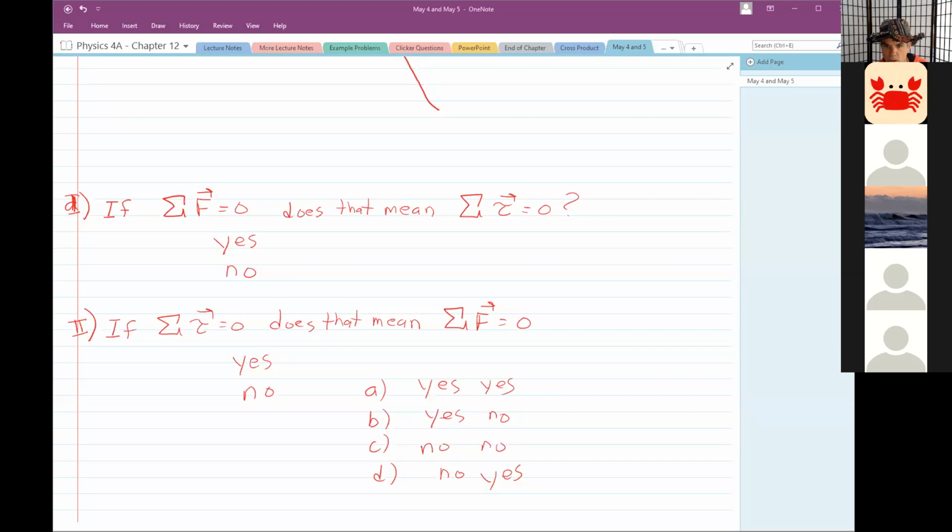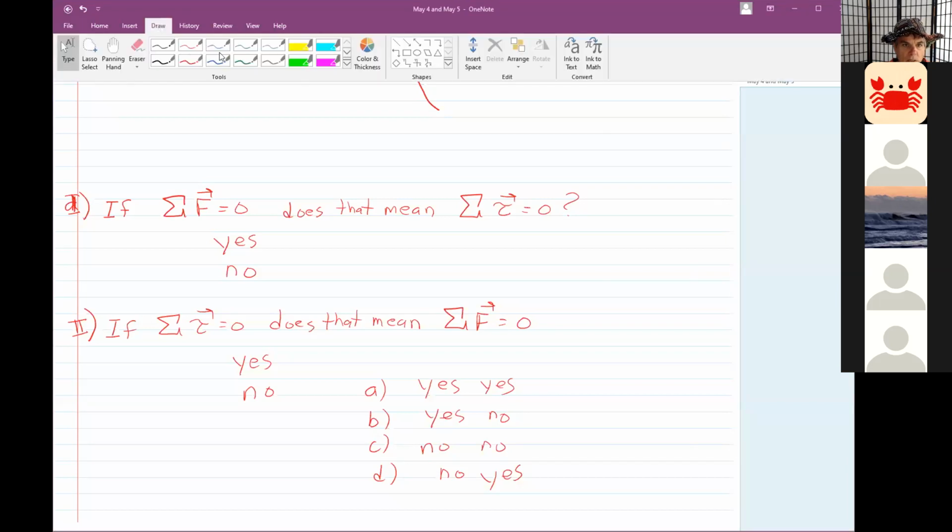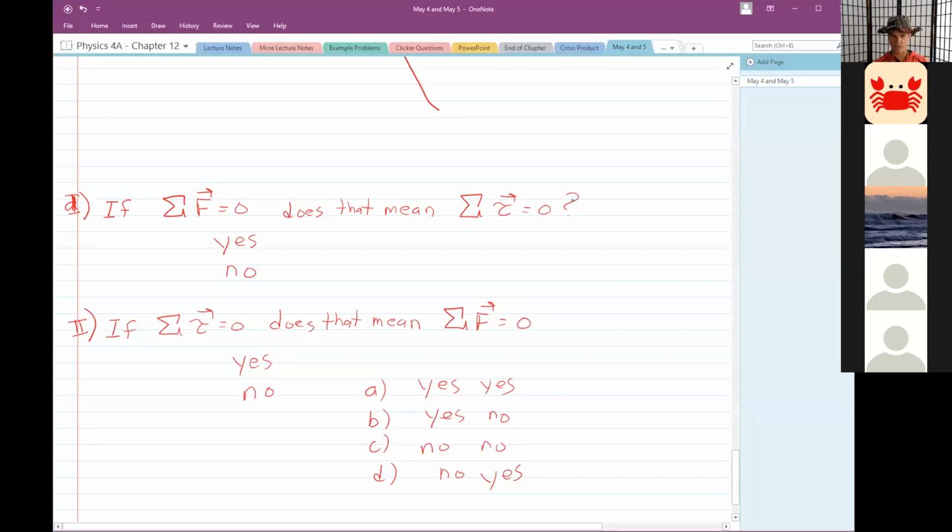So the results were about 67% of you said B, yes and no. Let me just show you quickly. The answer is, let's do this in blue, draw. Well, let me first give you an example. If the sum of the forces on an object is 0, does that mean the sum of the torques on the object is 0? Well, here's a simple case.